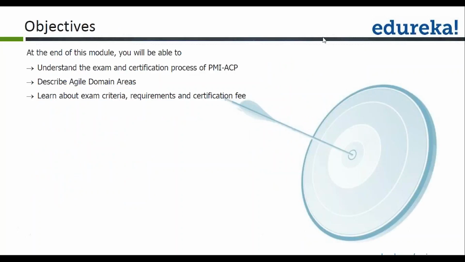So at the end of this module, which is the Introduction to PMI-ACP Certification Program, one would be able to understand what this exam is all about. How do I go about the certification process? I'll tell you briefly what the agile domain areas are. There are a total of 7 domain areas which we need to understand. And then we will also talk about exam criteria, requirements, and certification fee. So this will give you an idea how one goes about and applies for the PMI-ACP certification program.